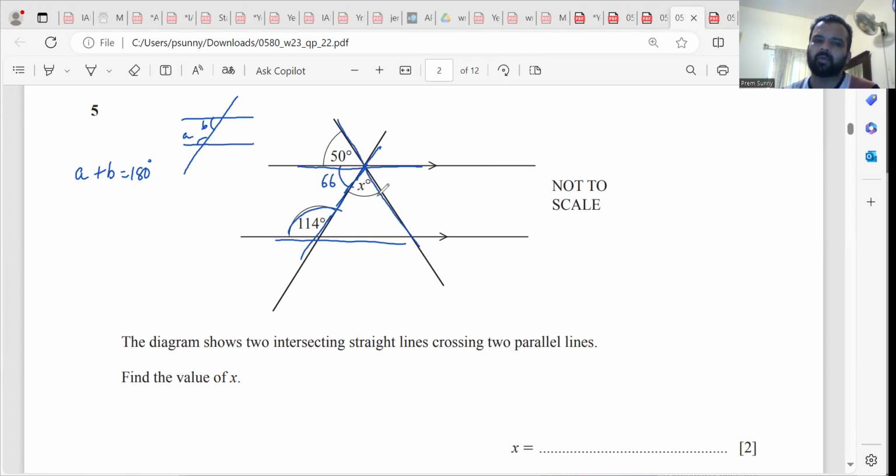Now to find out this angle over here, we know that this is a straight line. Straight line angles will always add up to give you 180 degrees. So 66 plus 50, when you add 66 and 50, you subtract it from 180, you will get the answer as 64. When you add 50 and 66, you will get 116. So 180 minus 116 will give me 64. So the value of x will be 64 degrees.